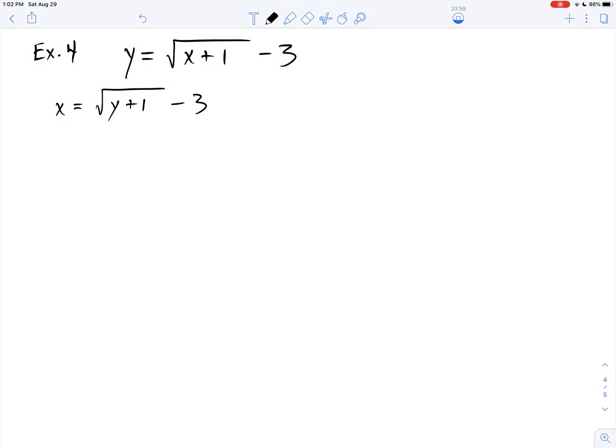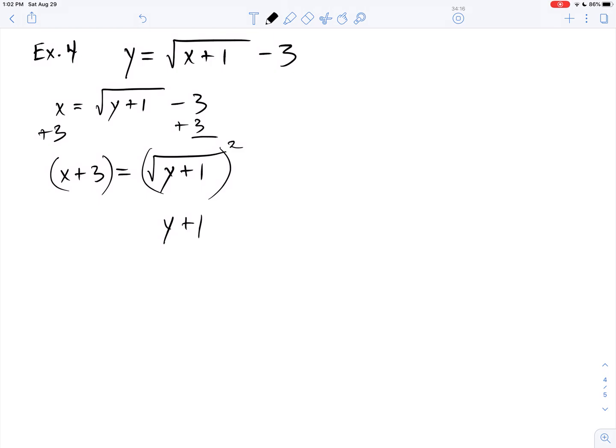And then I'm going to solve again for y. So I'm going to add 3 to both sides. And I'm going to say, hey, x plus 3, you are equal to the square root of y plus 1. I am going to square both sides, because if I square a square root, I get rid of it. That means I have to square this thing, so it is now a quantity squared. I'm going to take this 1 and get it over here, and I'm going to rewrite my answer in this form. Y equals x plus 3 squared minus 1.